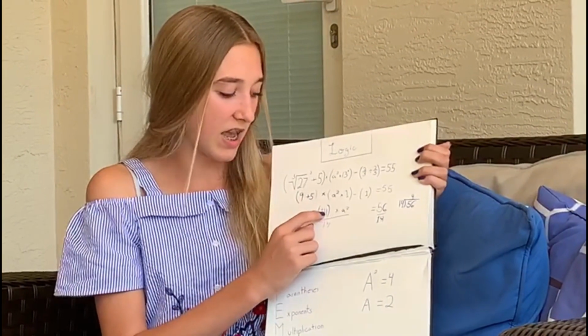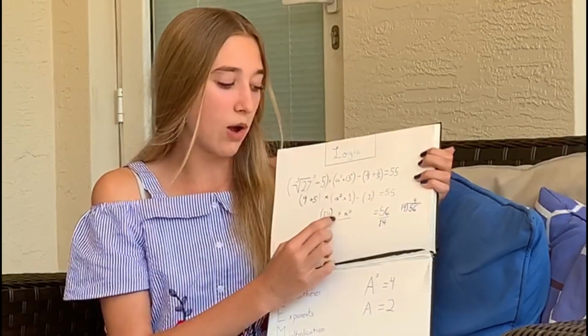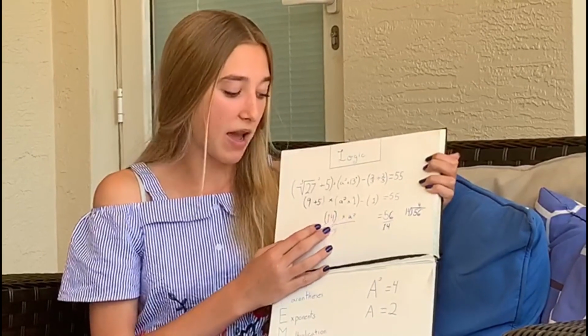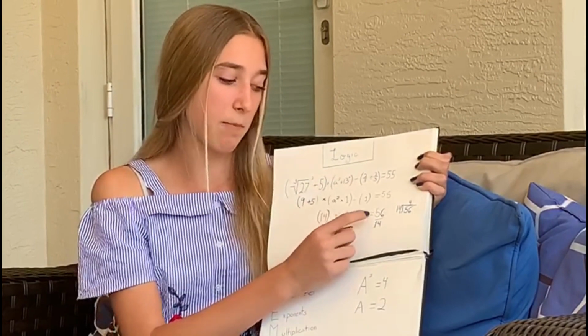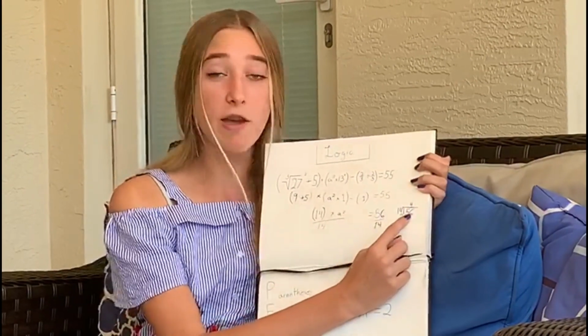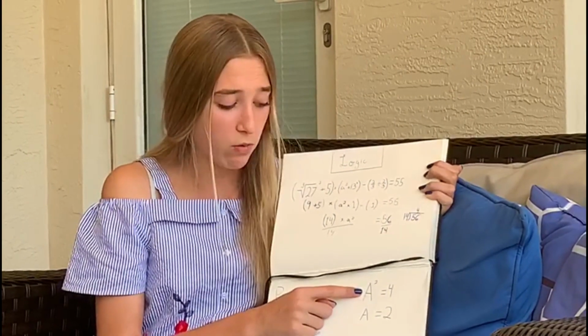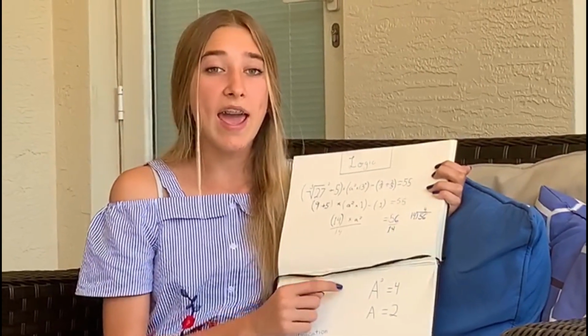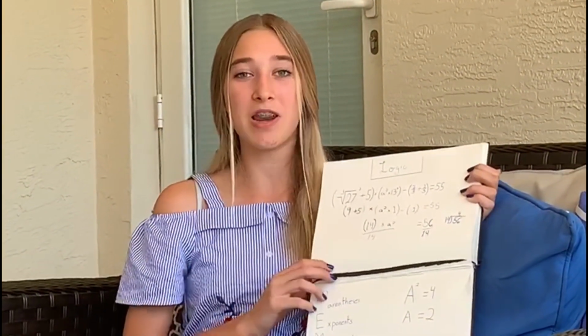It's going to be 14 times a squared equals 56. So, since we're trying to find a by itself, we have to divide both sides of the equation by 14. So 56 divided by 14 is 4. So that means that a squared equals 4. So a equals 2.